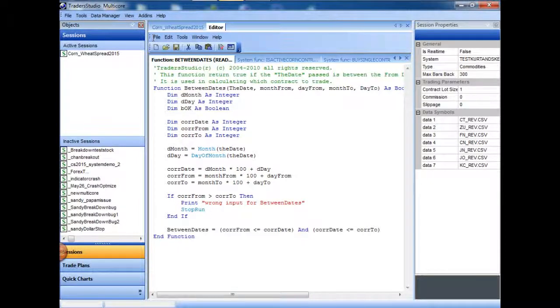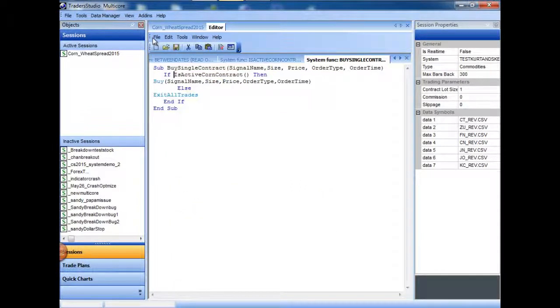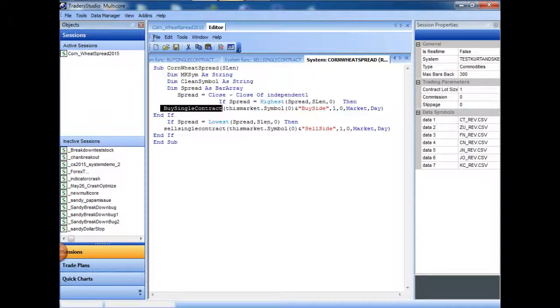We have a function that calculates the days between, so that we can, if the date's between 2 date ranges, so that we can implement this very easily. We showed this, which is our buy. We have the equivalent system function that's a sell, and here's our system again.